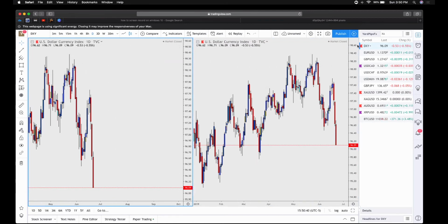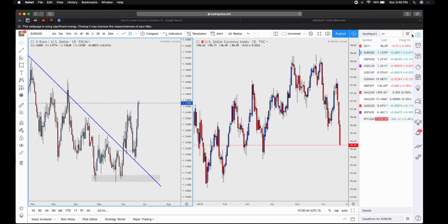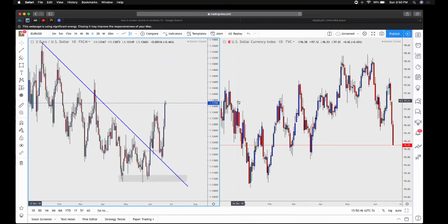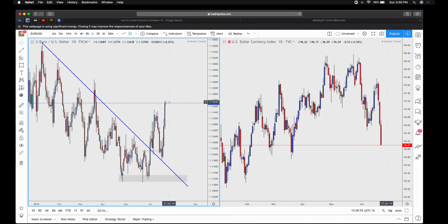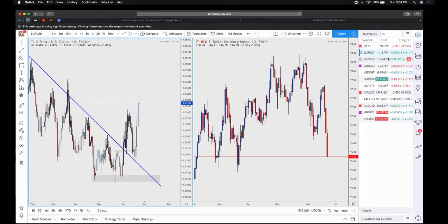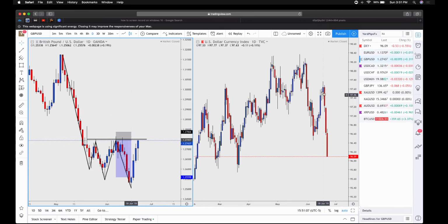All right, look at this. So I have Euro USD on the left and we have the DXY on the right. When the DXY goes down, Euro goes up. Right? So we're going to change it out. We're going to put GBP USD on the left. When the DXY goes down, GBP USD goes up.